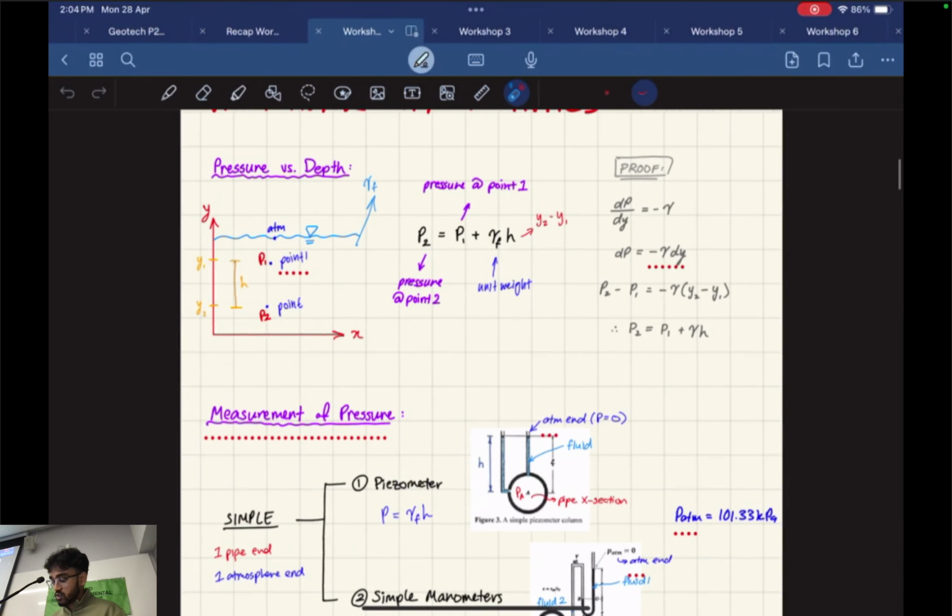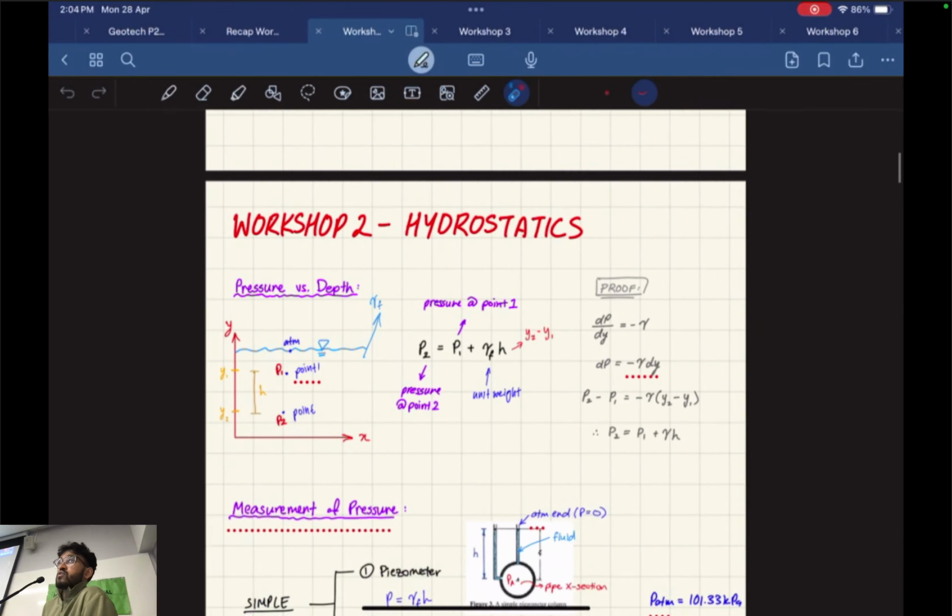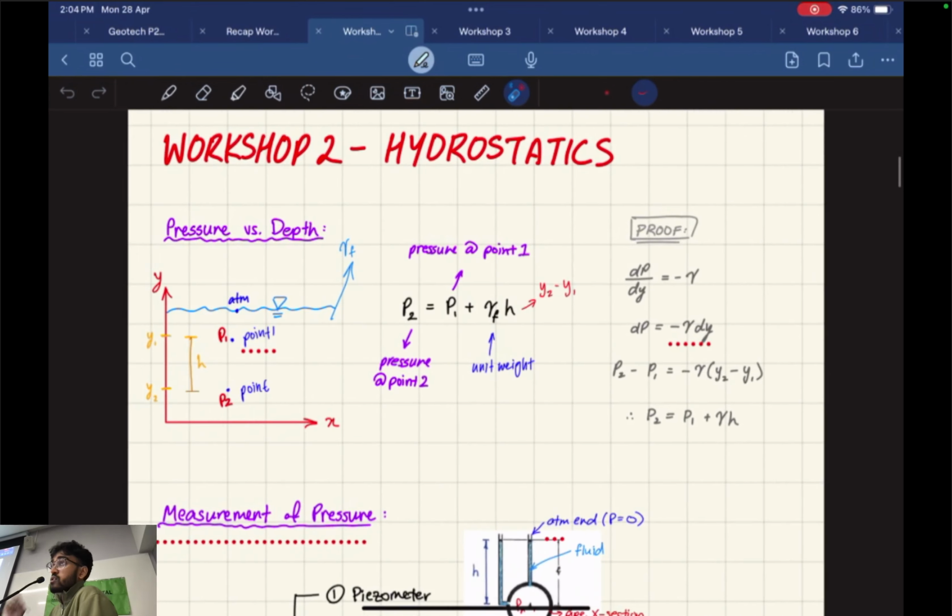Okay, let's go through hydrostatics. These are my workshop notes from hydrostatics. I'm just going to quickly go through some key formulas. First, pressure versus depth. We know that pressure and depth are directly proportional. As you go deeper and deeper, our pressure is going to increase. This is defined by this formula where P2 is the pressure at a deeper point.